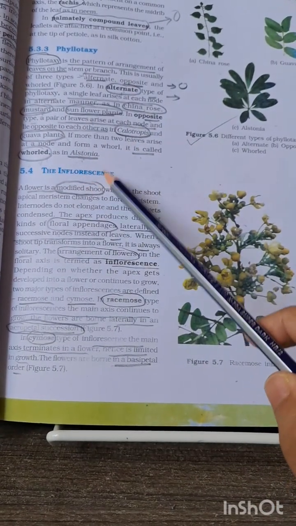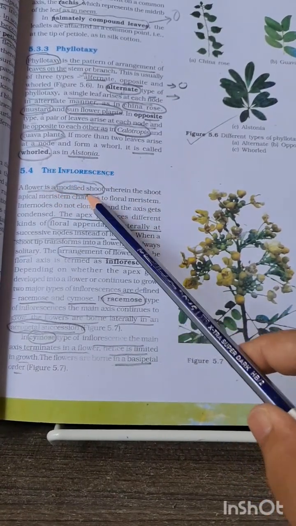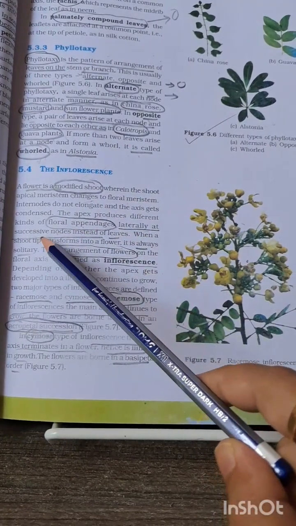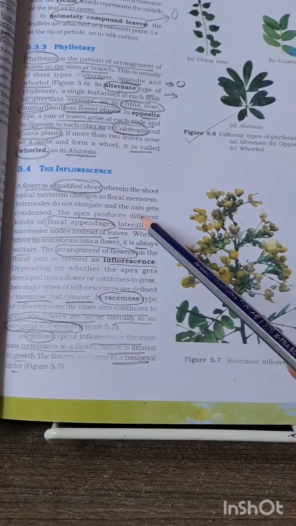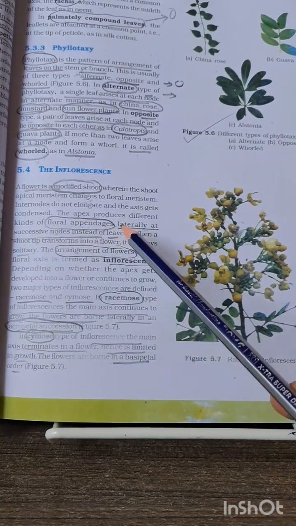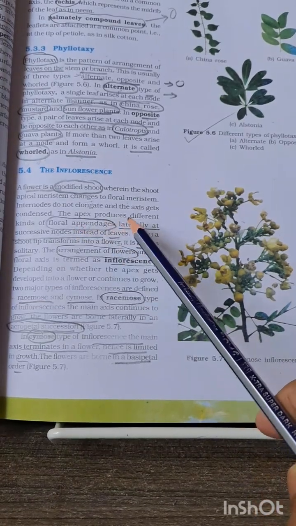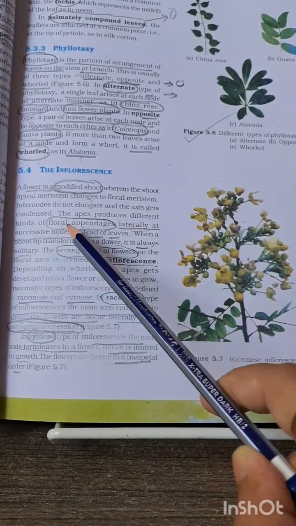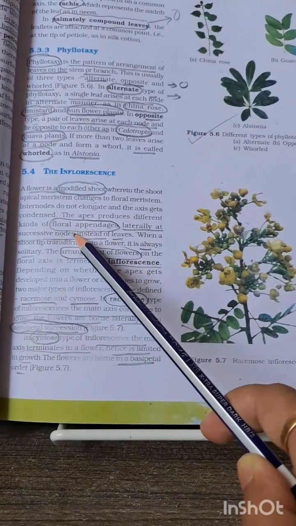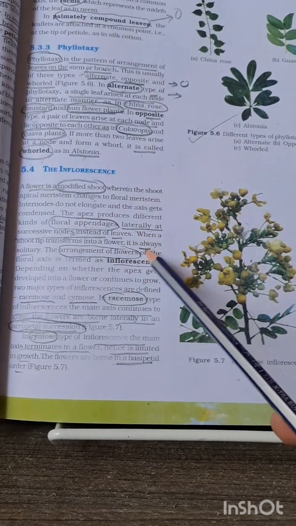Now coming to the inflorescence, the very first MCQ can be from the definition itself. The flower is a modified shoot wherein the shoot apex produces a different kind of floral appendages laterally at the successive nodes instead of leaves. So you have to be very clear about this. Floral appendages are produced laterally at successive nodes, they are present at the nodes. They might confuse you by giving you internodes. So you have to be very clear, the successive nodes instead of leaves. Now it is always solitary.